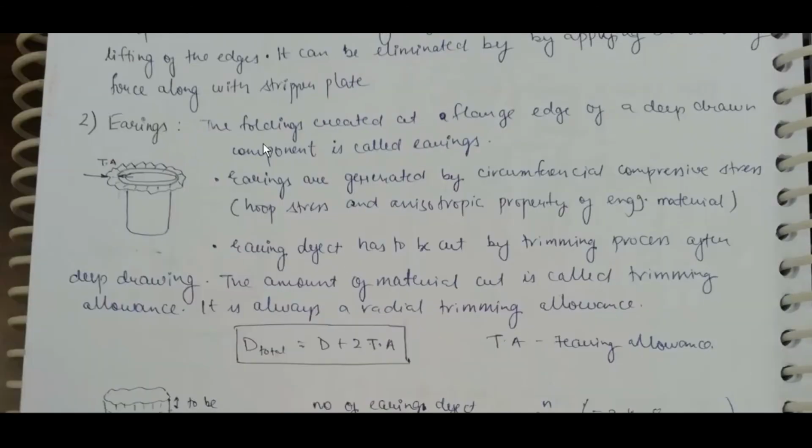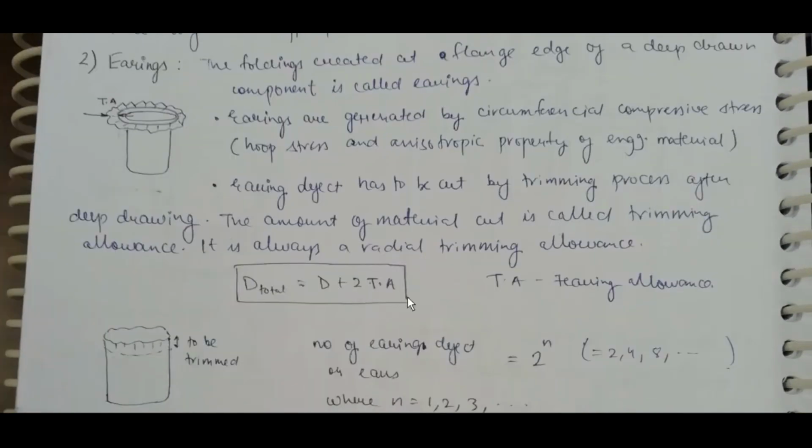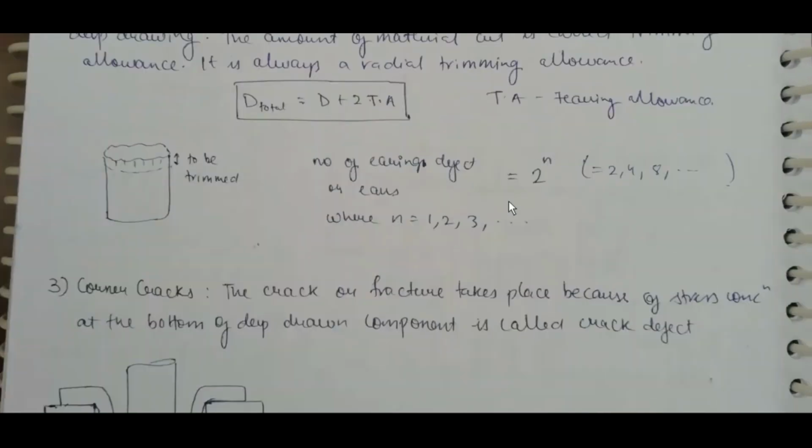Earrings. The foldings created at the flange edge of a deep drawn component are called earrings. The earrings are generated by the circumferential compressive stress, hoop stress, and anisotropic property of engineering material. Earring defect has to be cut by a trimming process after deep drawing. The amount of material cut is called trimming allowance. It is always a radial trimming allowance. D total is equal to D plus 2 times TA, where TA is trimming allowance. Number of earring defects is equal to 2 power n, where n is equal to 1, 2, 3.